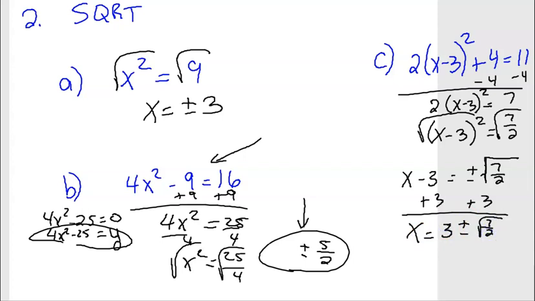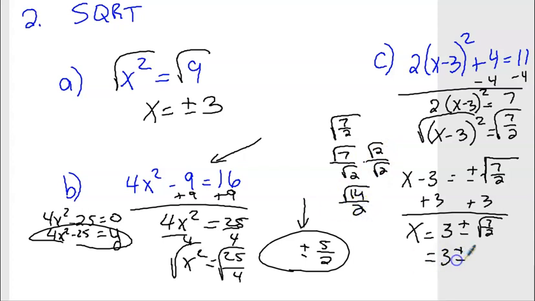Now, I will accept that answer, but just to let you know, I'll probably take a 1/2 point off if you leave it this way, because the square root of 7/2 is the same thing as the square root of 7 over the square root of 2, and you can't have a square root in the denominator. So you'd have to multiply by the square root of 2 over square root of 2, so you're going to get the square root of 14 over 2. Okay, so really this answer should be 3 plus or minus the square root of 14 over 2.